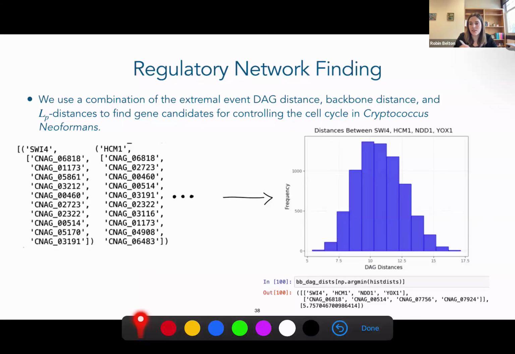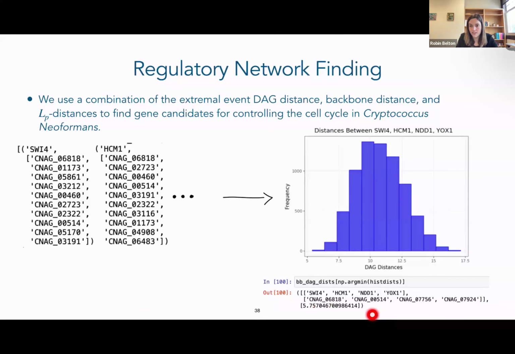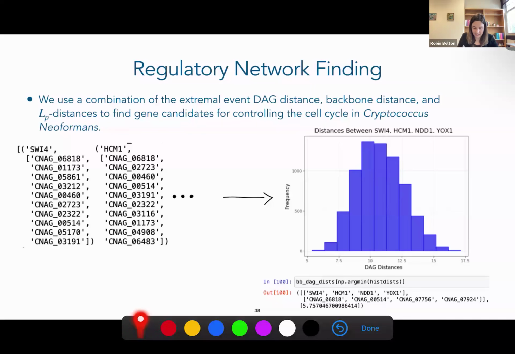And then we compute extremal event DAG distances and create this histogram here. What's shown below is that the extremal event DAG distance between this collection of genes and this bottom collection of genes from Cryptococcus gives us the smallest extremal event DAG distance. And so this is going to be our candidate network to check out for Cryptococcus.